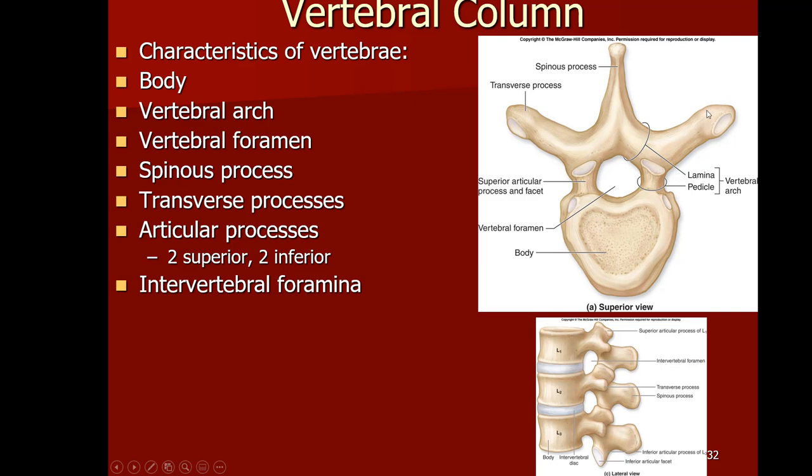Then you get these transverse processes going out to the sides. So that's an average vertebra. In addition to that, you get articular processes which allow the vertebra to stack up. So that would be this, and you would have them on the opposite side too. So you have them on the top and also on the bottom. So two superior, two inferior articular processes, and that basically allows them to stack up.